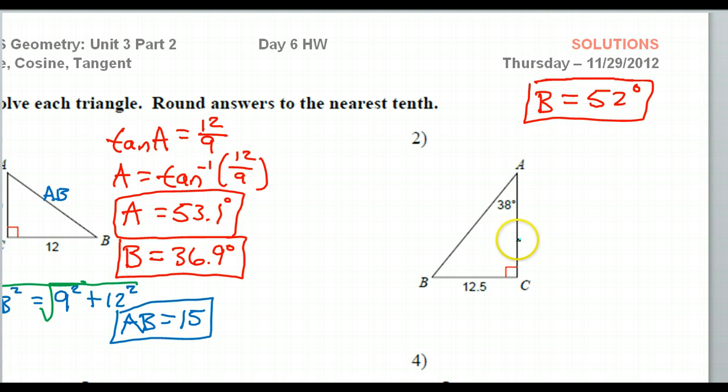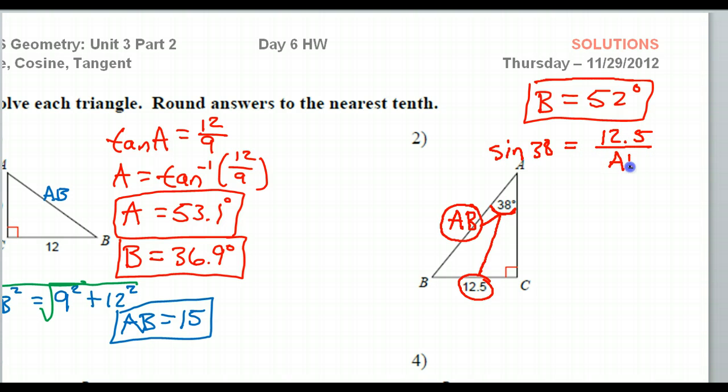Let's find AB first. It doesn't really matter, but I'm just going to call this AB because that's what it is. Looking at the angle that I've got, the side I'm given, and the side that I'm trying to get, what I have is opposite and hypotenuse. Opposite and hypotenuse, that is the sine function. So I'm going to go sine of 38 is equal to 12.5 over AB.